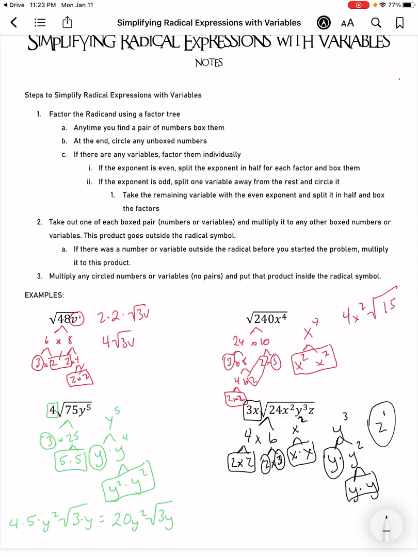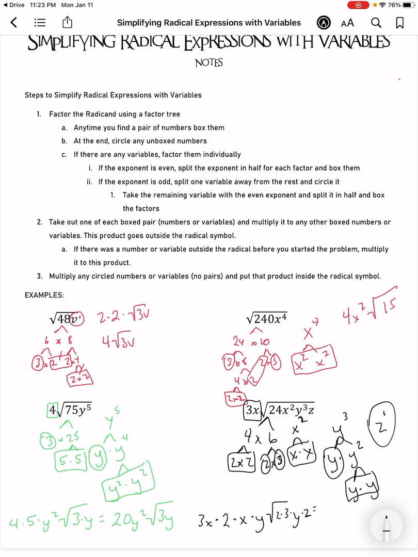All right, now when I go to rewrite, I'm going to write anything that I have boxed and multiply it together. So I've got 3x times 2 times x times y, and all of that is with the square root of, we've got 2, a 3, a y, and a z. So 2 times 3 times y times z.